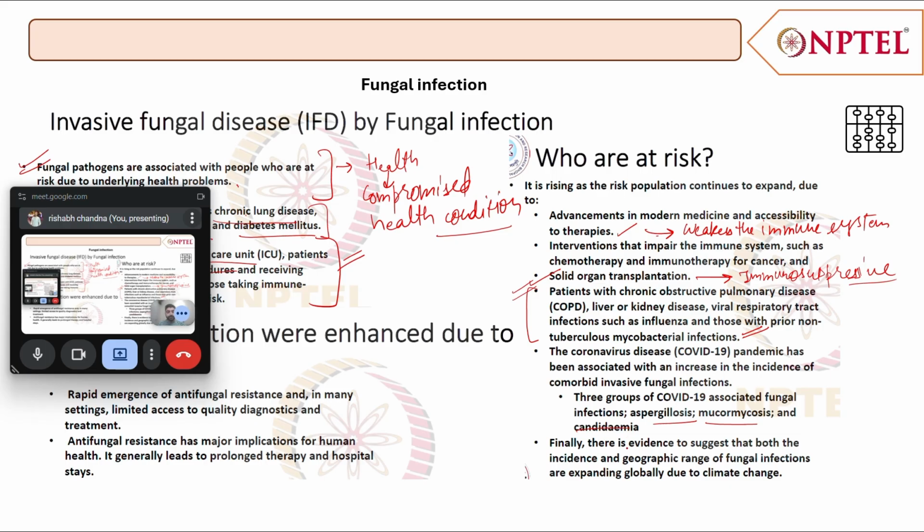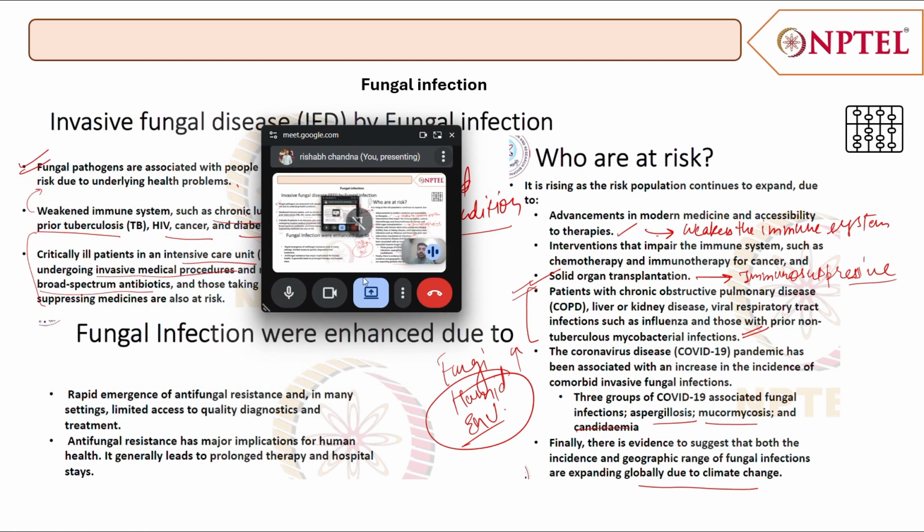Finally, there is evidence that suggests that both the incidence and geographic range of fungal infection are expanding globally due to climate change. The fungus actually needs a humid environment to grow, so in that case it increases the conditions all over the world so that they are prone to fungal infections. Now, fungal infections were enhanced due to rapid emergence of antifungal resistance and, in many settings, limited access to quality diagnostics and treatment.